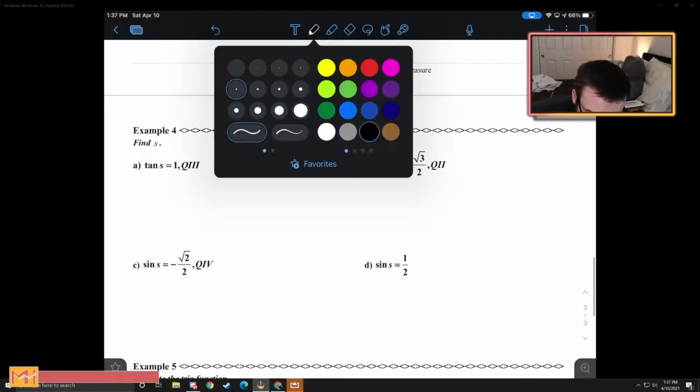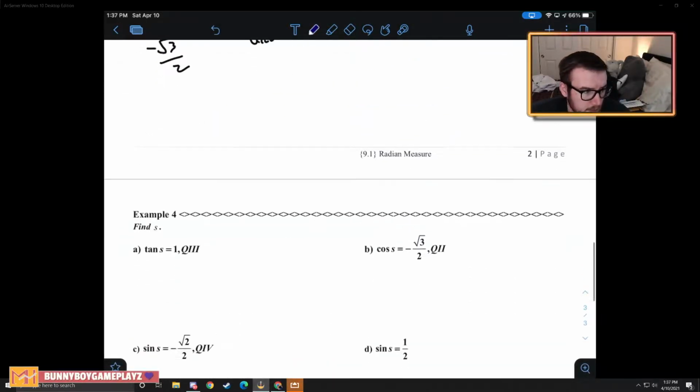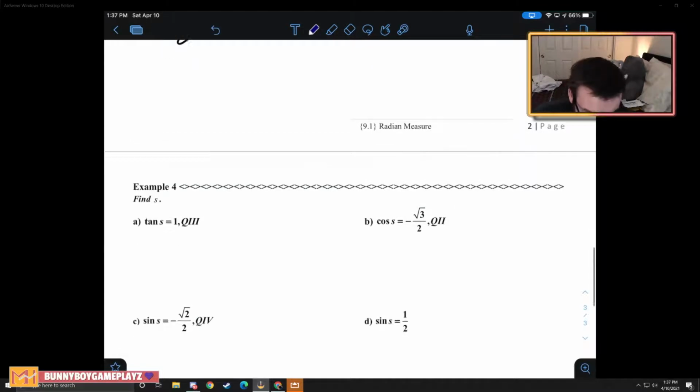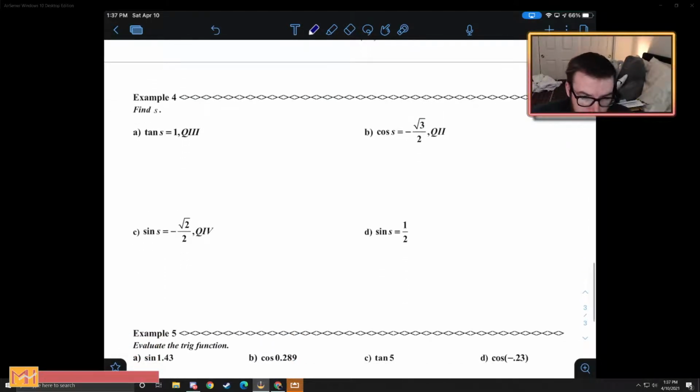I'm sorry, I get excited when talking about radians here. I'm sorry we hit the 20-minute mark, but we're almost done. So find S. We could have used theta, it doesn't really matter. Just find the angle for when tangent is 1 in quadrant 3.